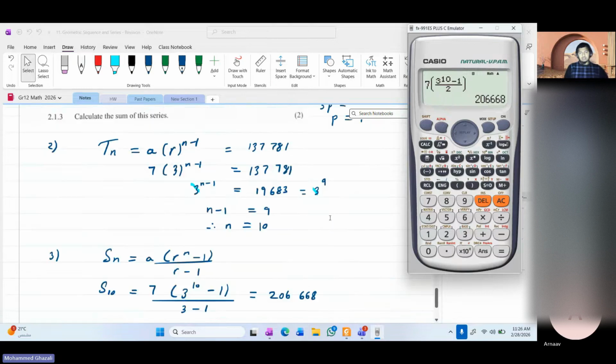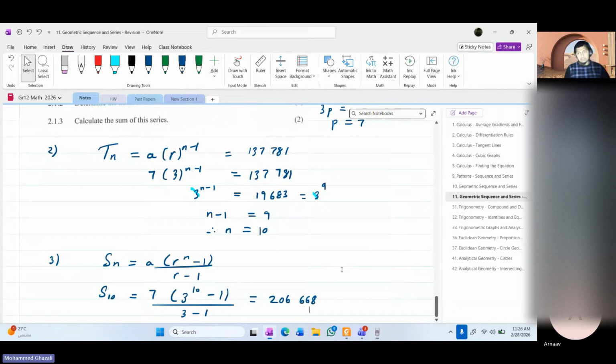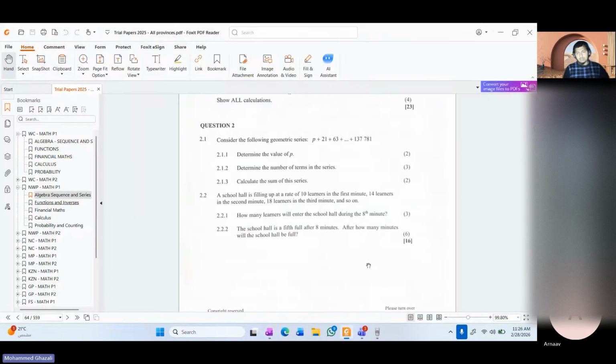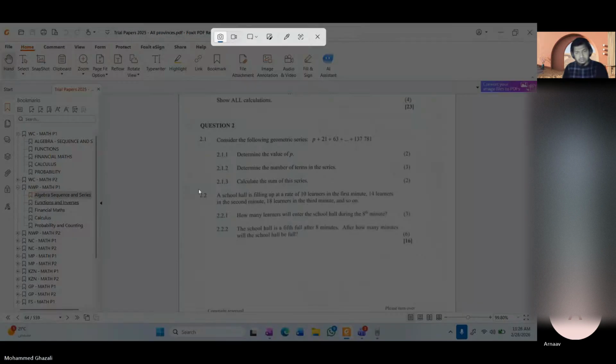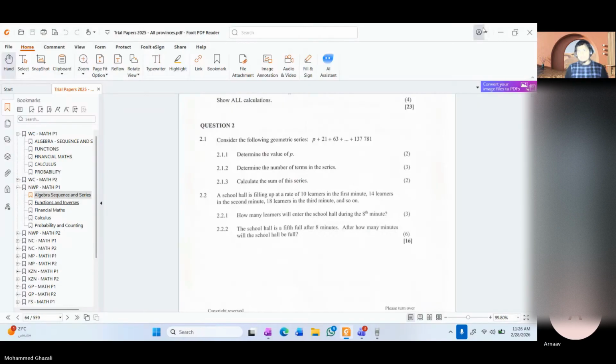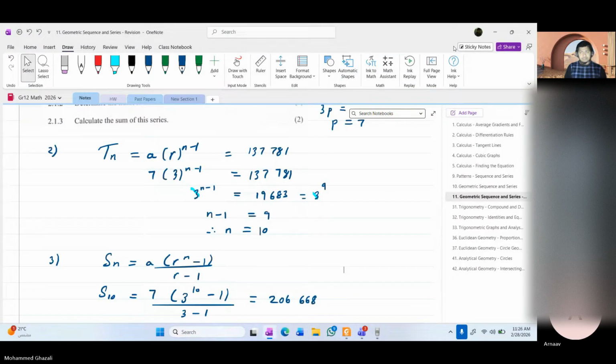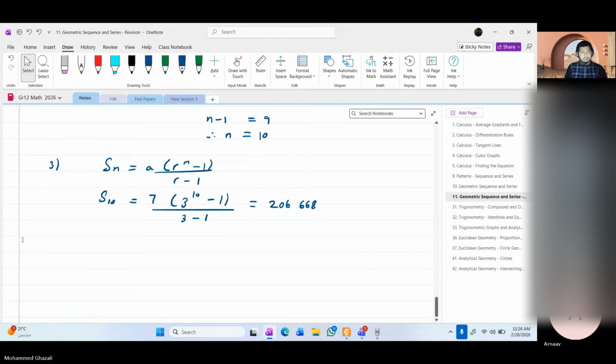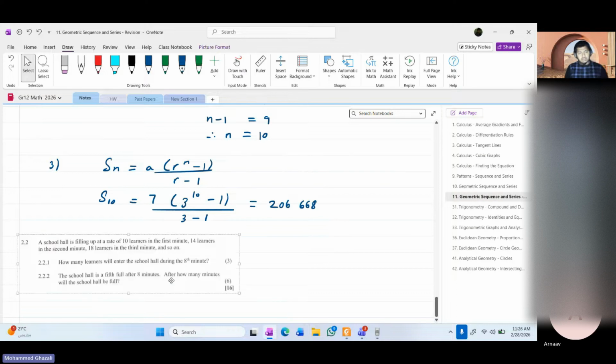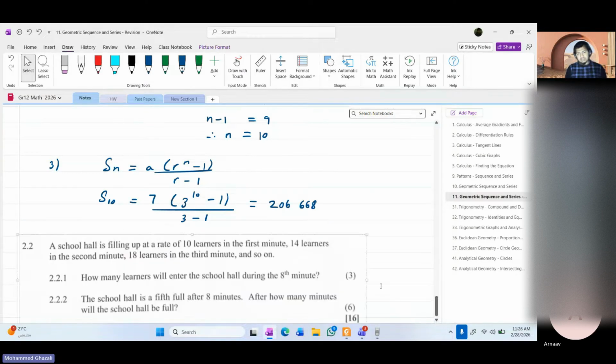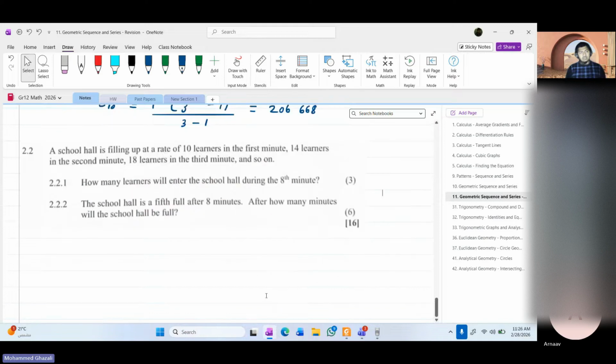That's how you would do it. So there was nothing difficult here. Straightforward problem. Okay. No difficult questions there. Maybe this one might be difficult. 6 marks. Try to draw diagrams and stuff, especially with these types of questions.